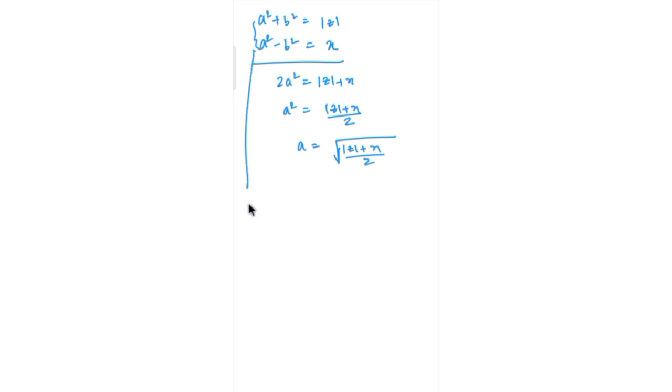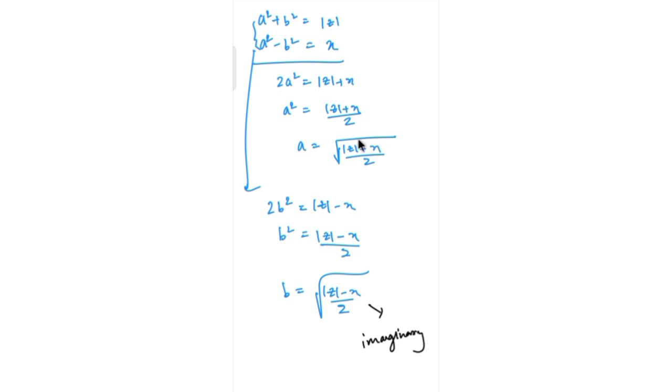In the same way, if we just subtract them, we get 2b square is equal to mod z minus x. So b square is equal to mod z minus x divided by 2, so b is equal to root over mod z minus x divided by 2. So this is the imaginary part. Fine, a plus ib, right? So this is the imaginary part of the result that we're going to get after the square root.